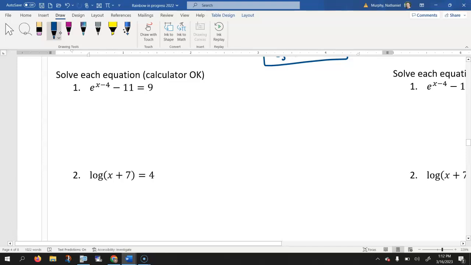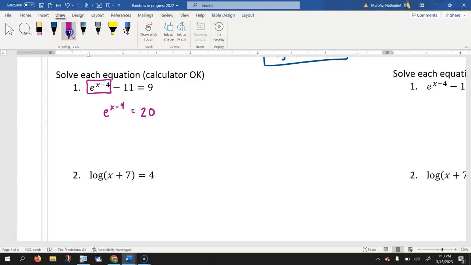All right, so for these, we're going to solve this equation. There's a couple different ways we could do this. I'm going to do this one by changing the form it's in. Before we do that, though, anytime we solve any of these, regardless of what method we use, we always want to get the base by itself. So base is e to the x minus 4 power, so I'm going to start by adding 11 to both sides. So I get e to the x minus 4 power equals 20.